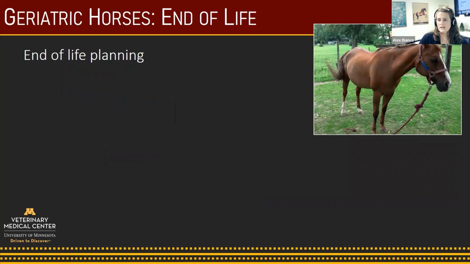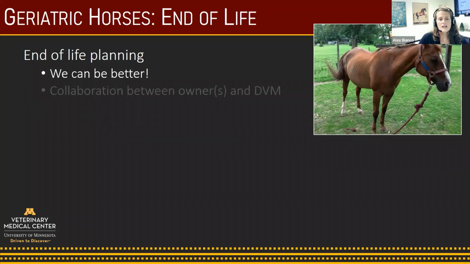So end of life planning, we can be better. We can be more proactive about this plan. It should not be in the heat of the moment discussion that you have to have. We should be having these conversations ahead of time. And it should be a collaboration between the owner or owners, the family, and the veterinarian. This is a team approach.